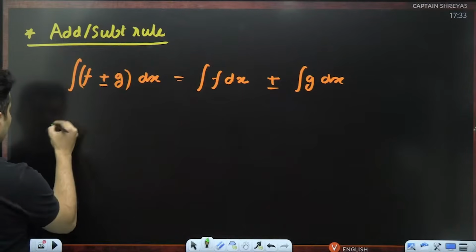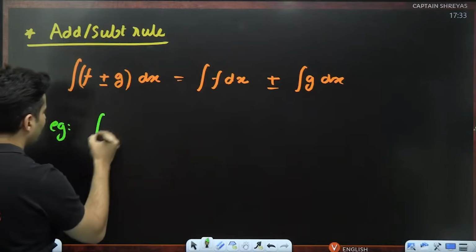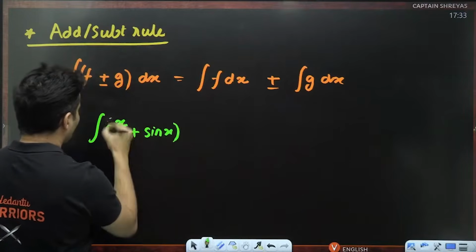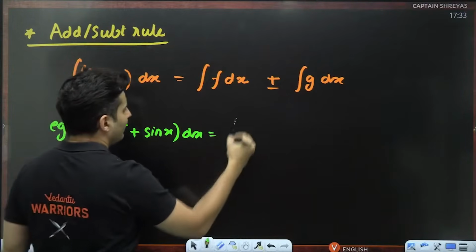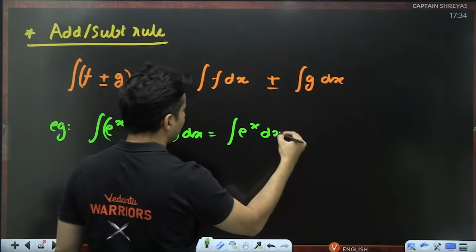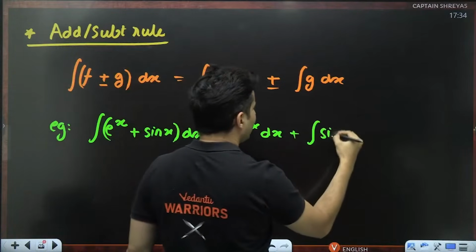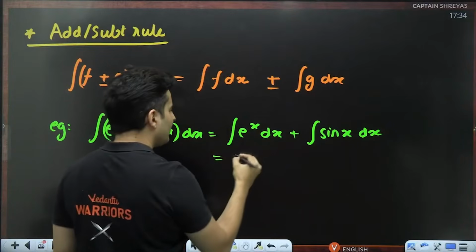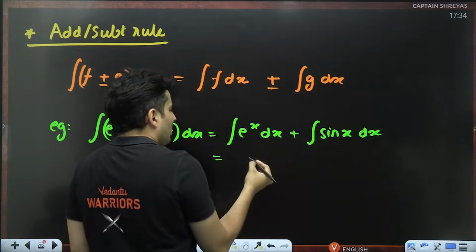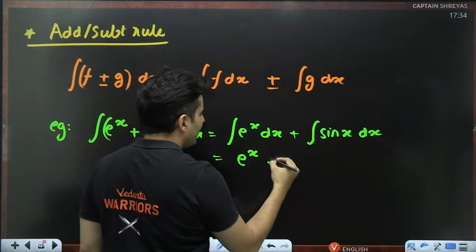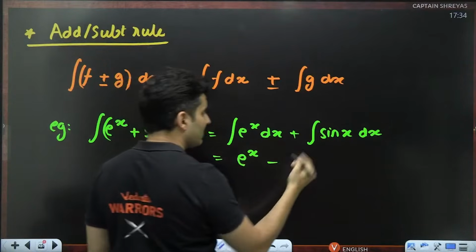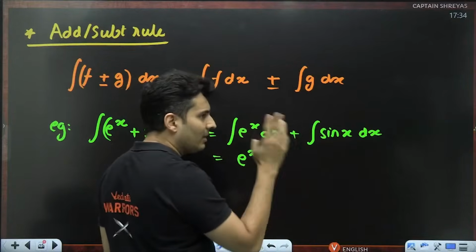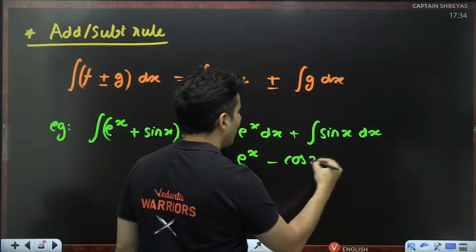So, my dear warriors, imagine if I had to integrate e raised to x plus sine of x, dx. Then I will integrate e raised to x dx separately, and I'll also integrate sine of x separately, and then see what the answer is. e raised to x's integration is nothing but e raised to x only. Sine x's integration is minus cos x. Sine's derivative is cos, so integration is minus cos. Sine will be different. That's all. So it is minus cos x.